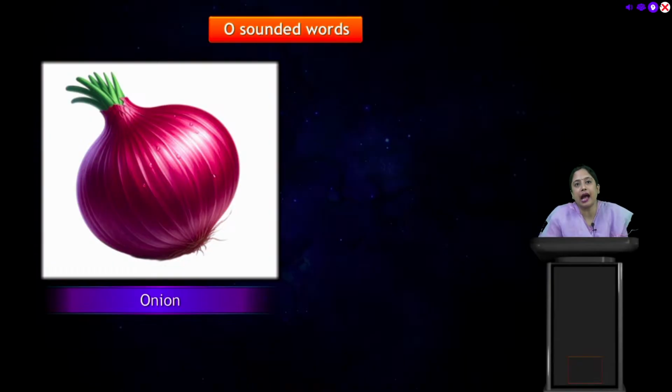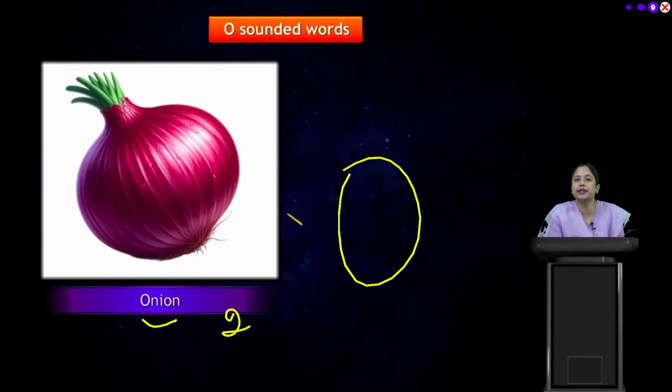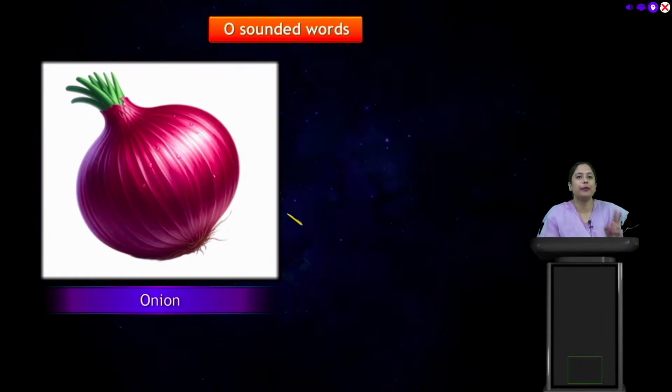Similarly, just like the I sound, we have O sounded words. Now most people would mispronounce this word as onion. Now how many O's do we have here? Two O's. And what is the sound of this vowel letter? O. So usually people would confuse and pronounce this wrong. Why? Because we are producing the sound as it is. But that is not the case.